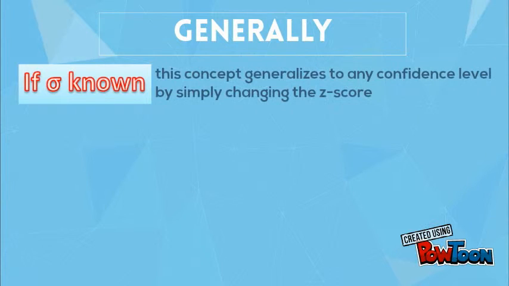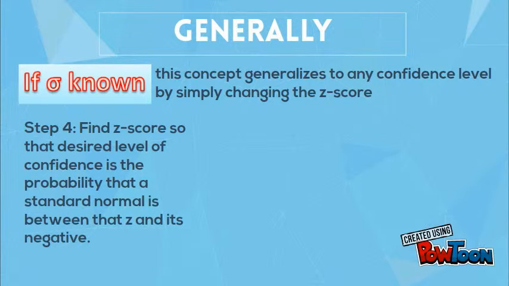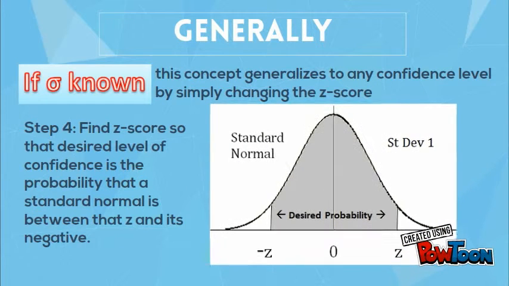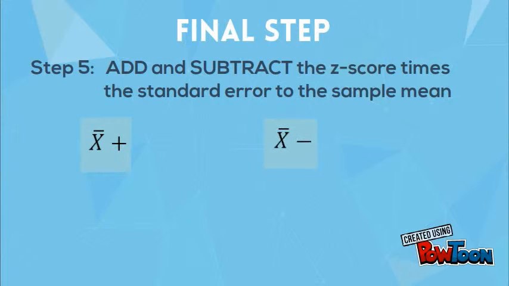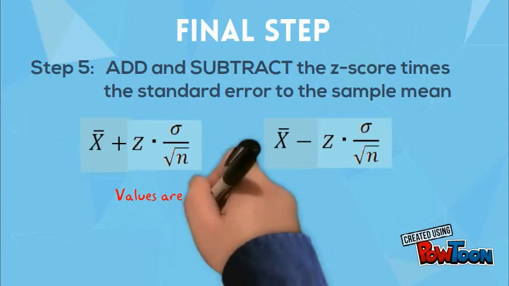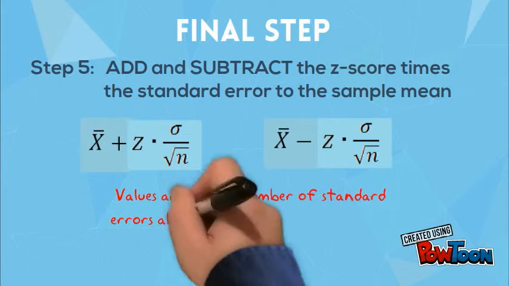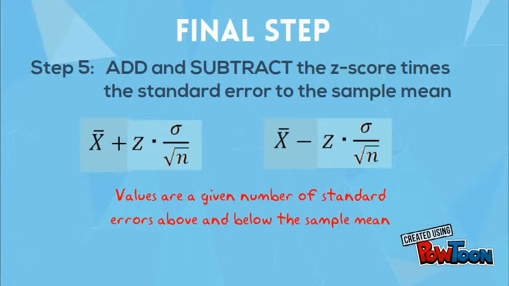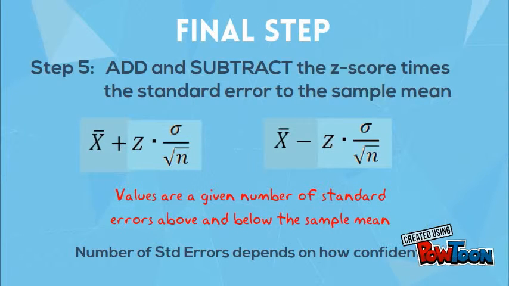Assuming the population standard deviation is known, this concept generalizes to any confidence level by simply changing the z-score based on the desired probability. Thus, step 4 in the process is to find the z-score so that the desired level of confidence is the probability that a standard normal is between that z-score and its negative. And then step 5 is to add and subtract the z-score times the standard error to the sample mean x bar. In other words, the values in a confidence interval are a given number of standard errors above and below the sample mean, where the number of standard errors depends on how confident you want to be.